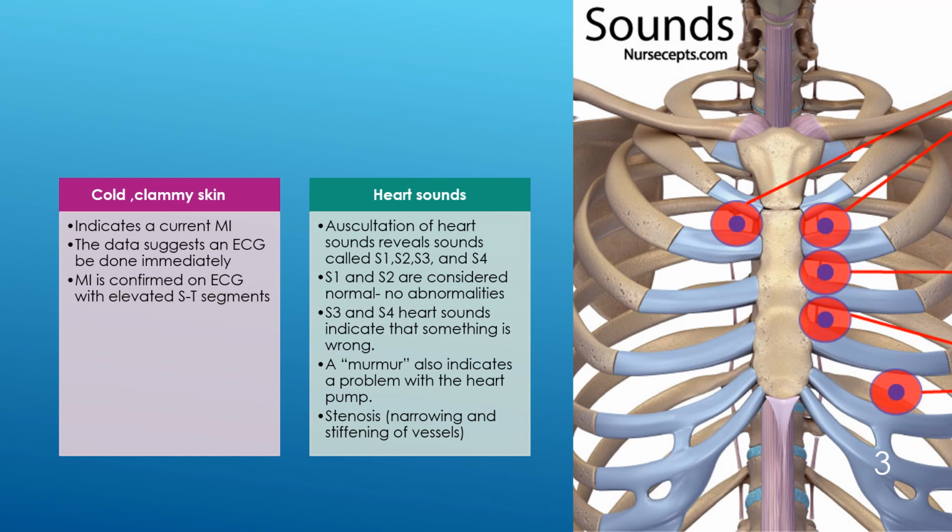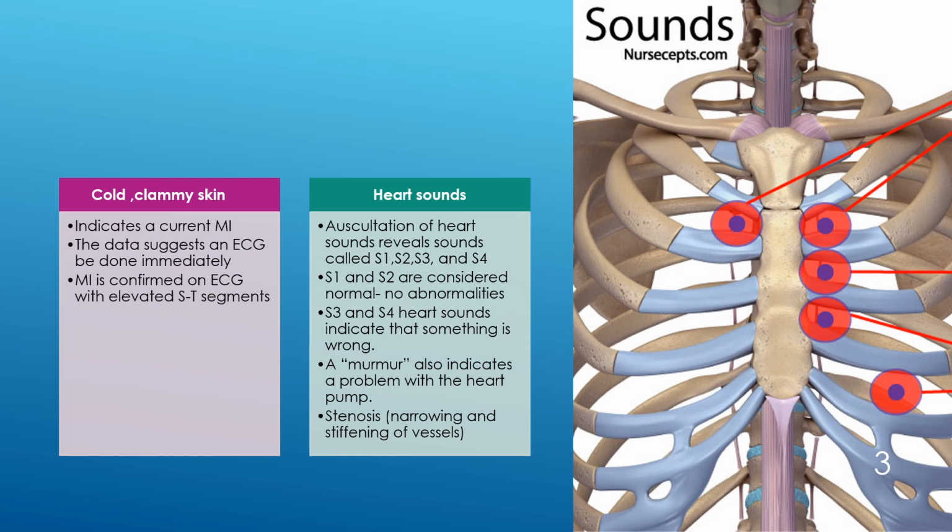Also, sometimes they might describe a patient with cold, clammy skin. When they say someone has cold, clammy skin, think MI, think myocardial infarction. And what do you have to do? You have to do an ECG immediately. And basically, how you identify an MI is elevated ST segments on your ECG.